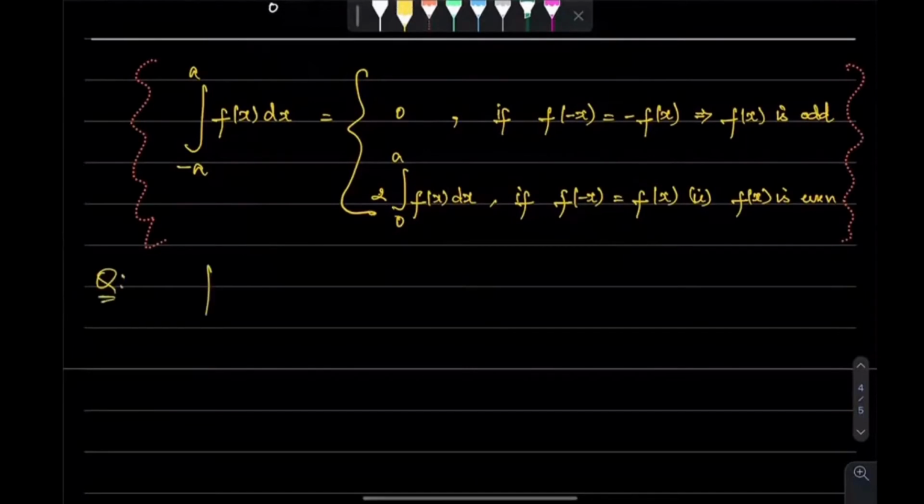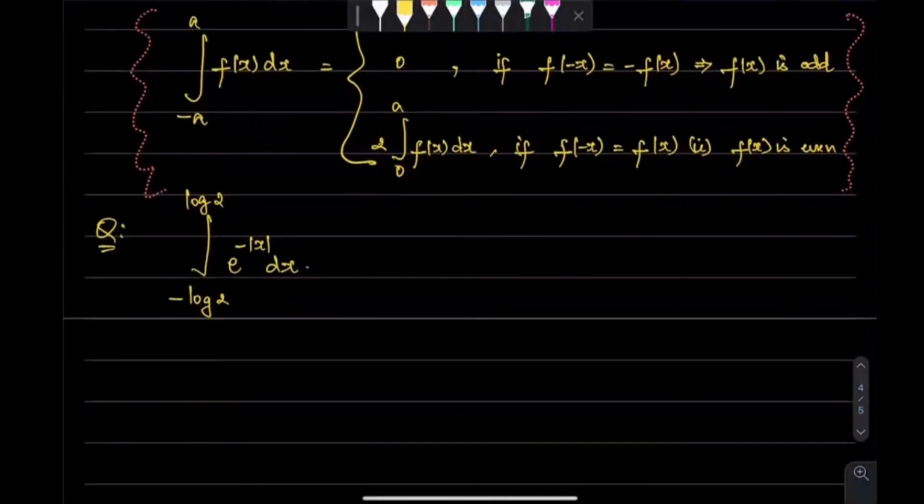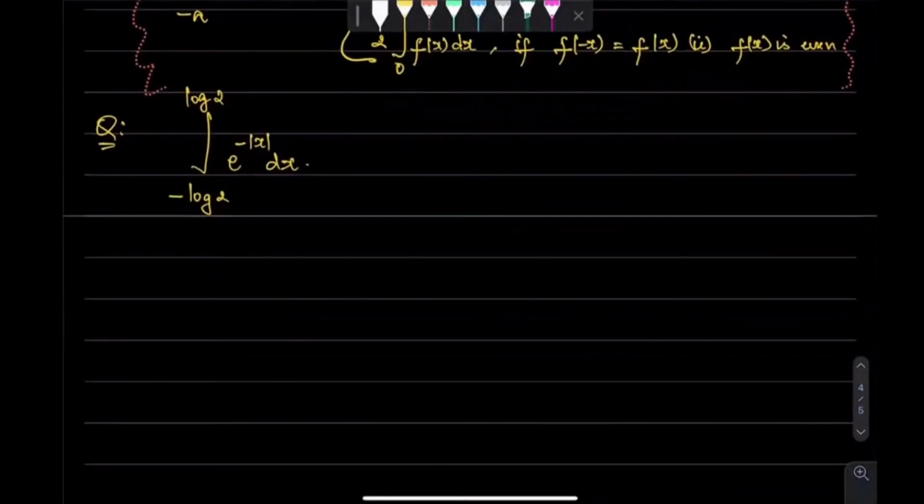So you have the integral from minus log 2 to plus log 2 of the function e power minus modulus of x dx. What is your f of x here? By looking at the problem itself, you can understand it is of the form minus a to plus a. So you just need to check for even function or odd function. So how do you do this? Let f of x is equal to e power minus mod x. What is f of minus x here?